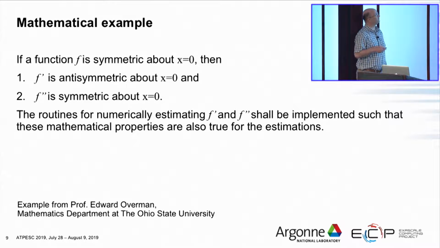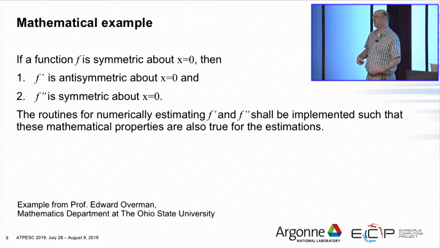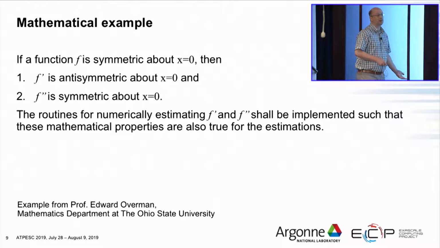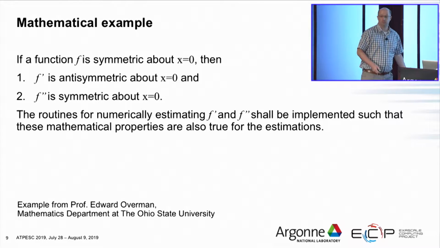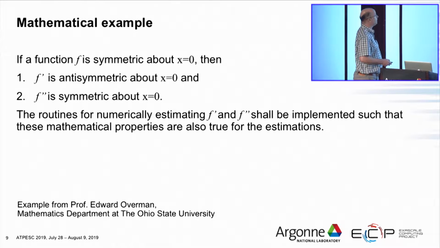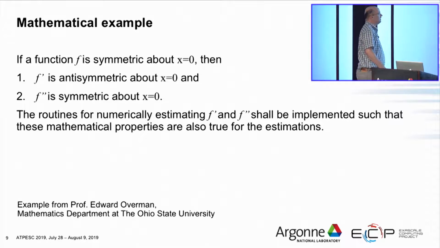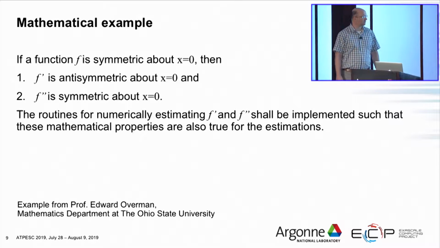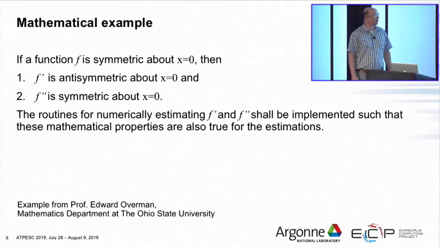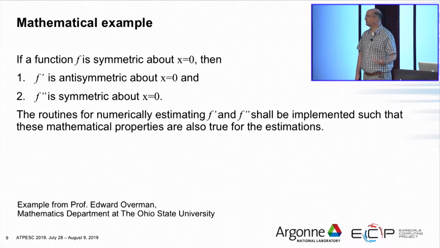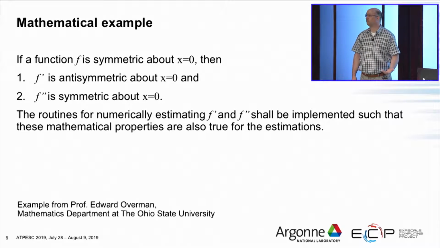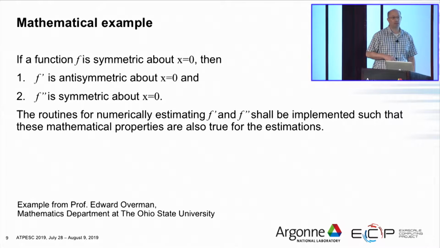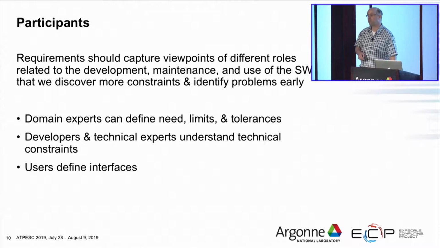And I want to just give you a different flavor of an example of a requirement. So the other ones were a bit more technical in detail. This one exists at the level of a numerical model. So let's imagine we have a piece of software where we're going to be estimating the first and second derivatives of a function. So we might write the requirement: if a function f is symmetric about 0, then its first derivative is antisymmetric and its second derivative is symmetric. And the routines for numerically estimating these derivatives shall be implemented such that these mathematical properties are also true for the estimations. So this seems pretty clear. That's a property I would probably like to have in my numerical implementations. And it's also quite high level. So for instance, I'm not fixing you down. I'm not saying that you have to use any particular algorithm to do this, right? I just want that property carried over.